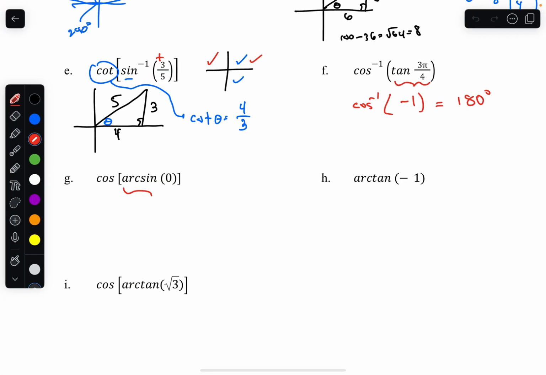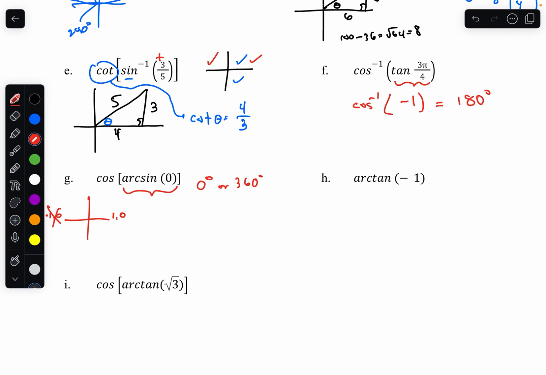Arc sine is 0. Arc sine is talking about when your sine value is 0. And that happens over here, -1, 0. And it happens here, 1, 0. But arc sine doesn't work over there. It only works here. And so now we have to decide, is it 0 degrees or 360 degrees?